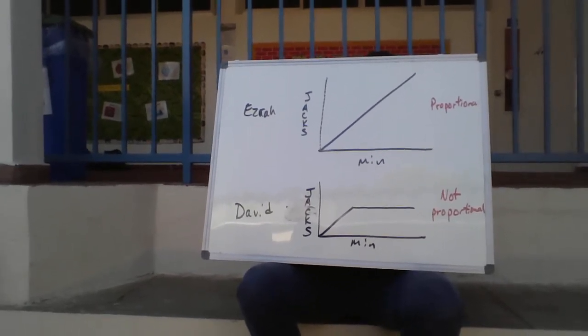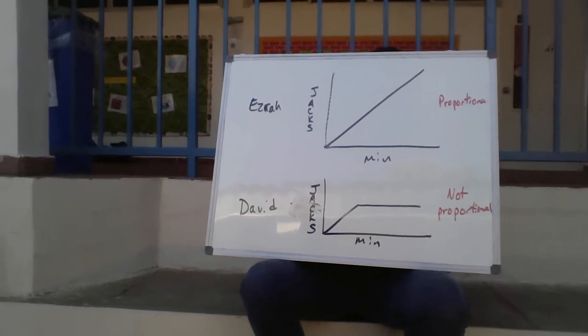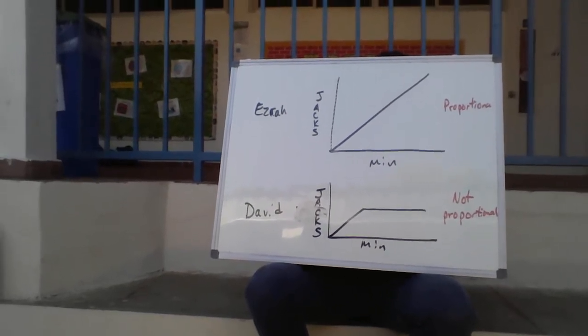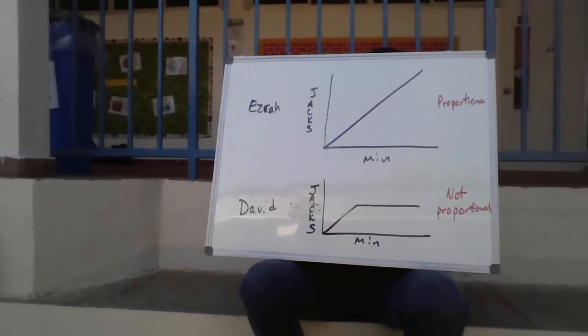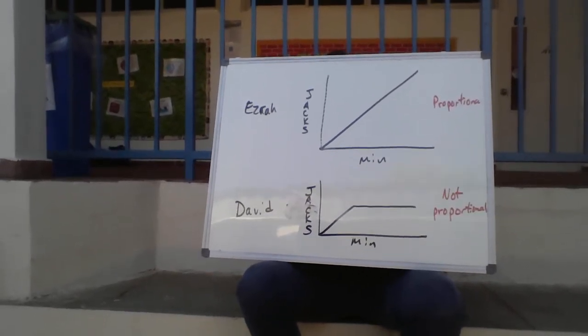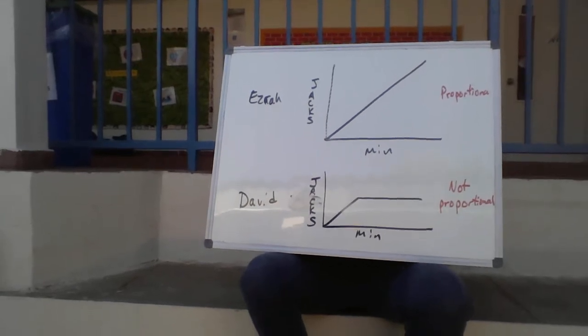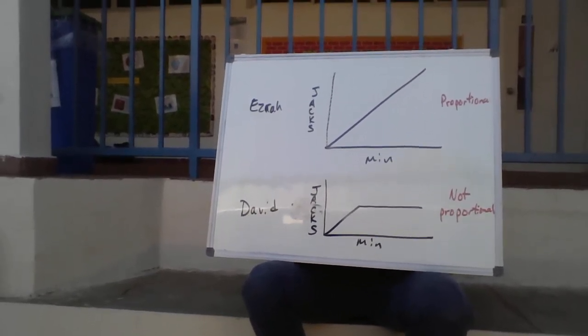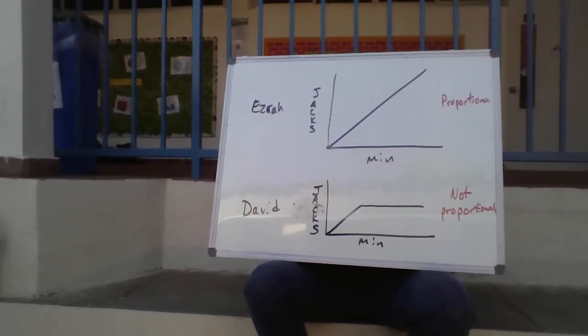So you can see that Ezra's graph keeps rising, while David's graph goes in a flat line. Because Ezra's graph is in a straight line and it goes through the point 0, 0, we say it's proportional. But since David's graph does not go in a straight line, it is not proportional.